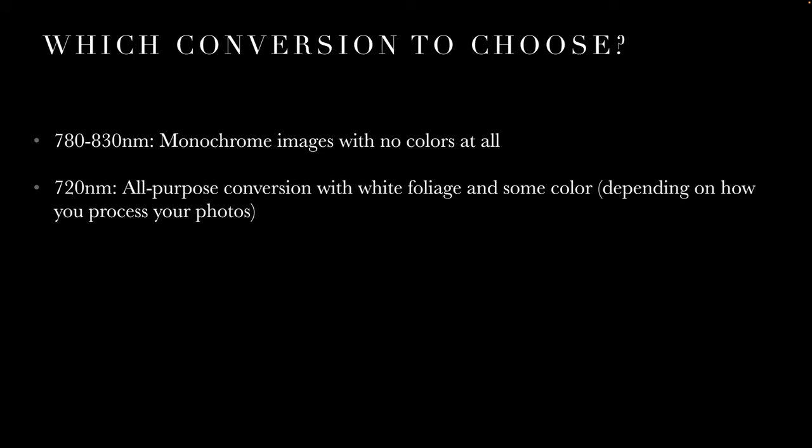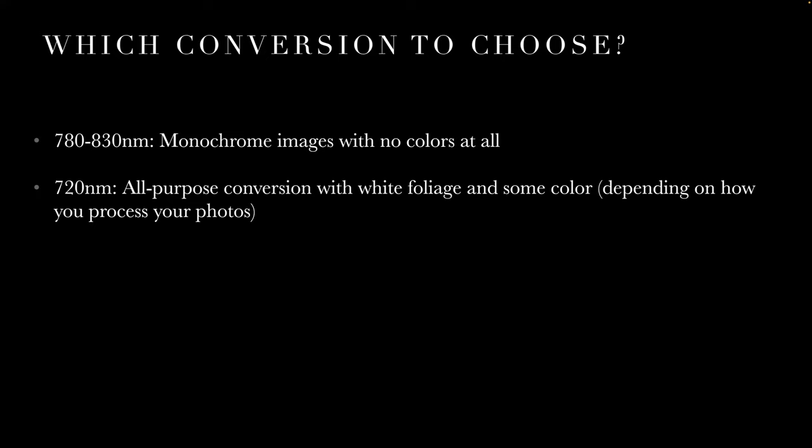The traditional wavelength is 720 nanometers, sometimes called standard infrared. This is your all-purpose infrared conversion. It's going to give you bright white foliage and some color, and it's going to depend on how you process. I'll talk about that. But it's going to be mostly monochrome looking with white, bright foliage, those white leaves. And you can get that nice, soft sort of ethereal effect, again, depending on how you process it.